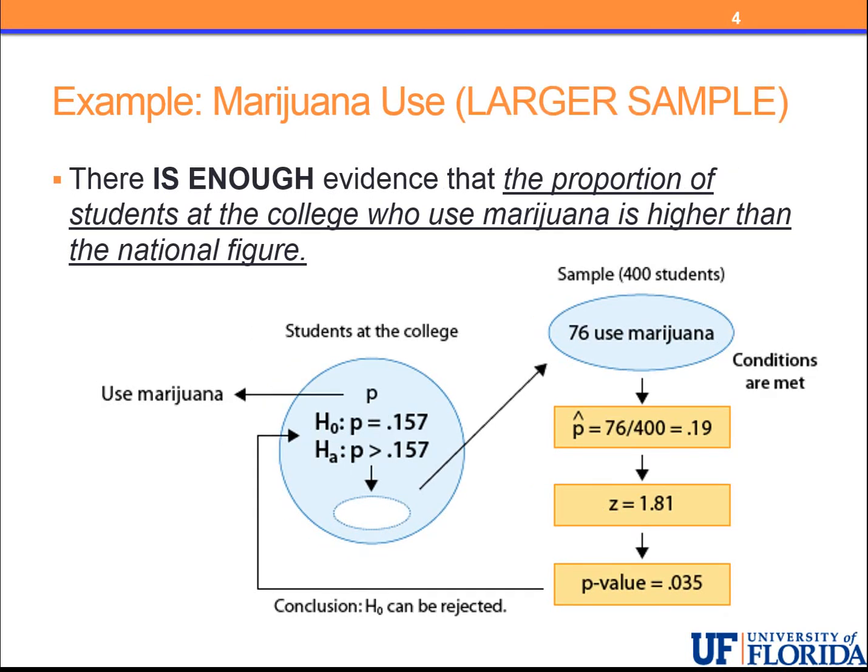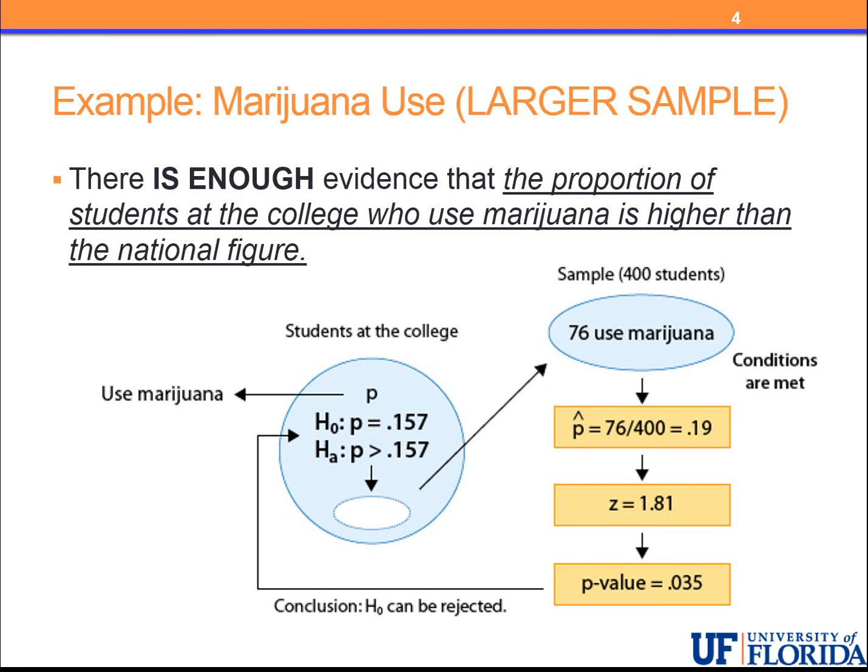Now let's increase the sample size. Suppose that in a simple random sample of 400 students from the college, 76 admitted to marijuana use. Do the data provide enough evidence to conclude that the proportion of marijuana users among the students in the college, p, is higher than the national proportion, which is 0.157? Now we have a larger sample, but the same sample proportion of 0.19. When we go through the process, the p-value is now 0.035, and we reject the null hypothesis. Check the results for yourself for extra practice.